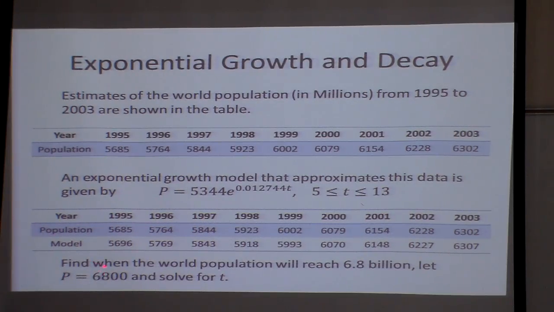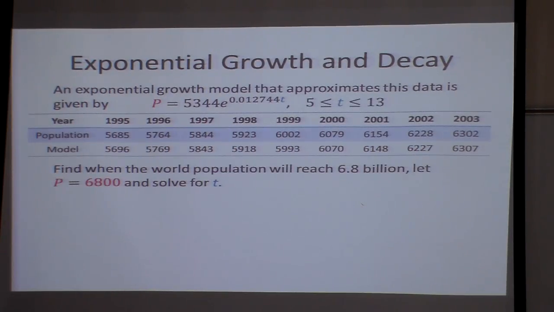So, here's our question. When will the world population reach 6.8 billion? Well, if it's 6.8 billion, that means we're looking for 6,800 as the answer and solving for T. So we're going to go back to the problem. Here is the basic information. I'm going to replace the 6,800 with the P, and I want to find the T.